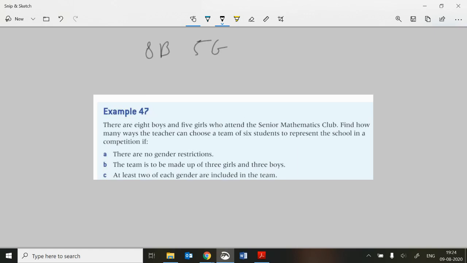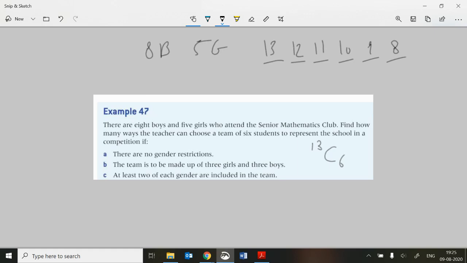So it's going to be combinations. We need to choose from, not 11 this time, 5 plus 8 is 13. So we need to choose 6 from 13. Let's have a little look at it like this. So 6 positions, we've got 13, 12, 11, 10, 9, and 8 to choose from.